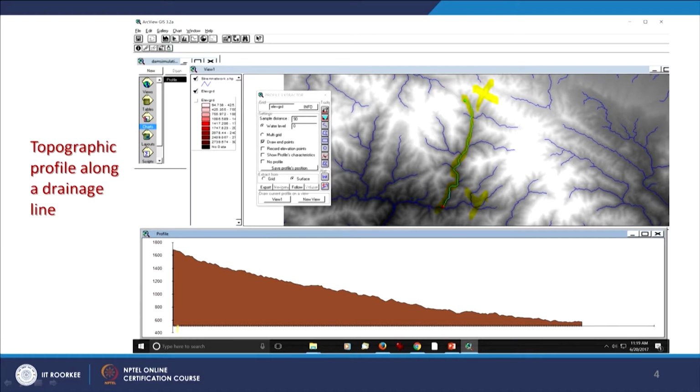So, here x is here and y is here, and along an arbitrary line you can definitely draw a profile in a similar way, but using simple topo sheets it is not possible. So, that is the biggest advantage of having GIS and a digital elevation model: to get the topographic section along any arbitrary line.